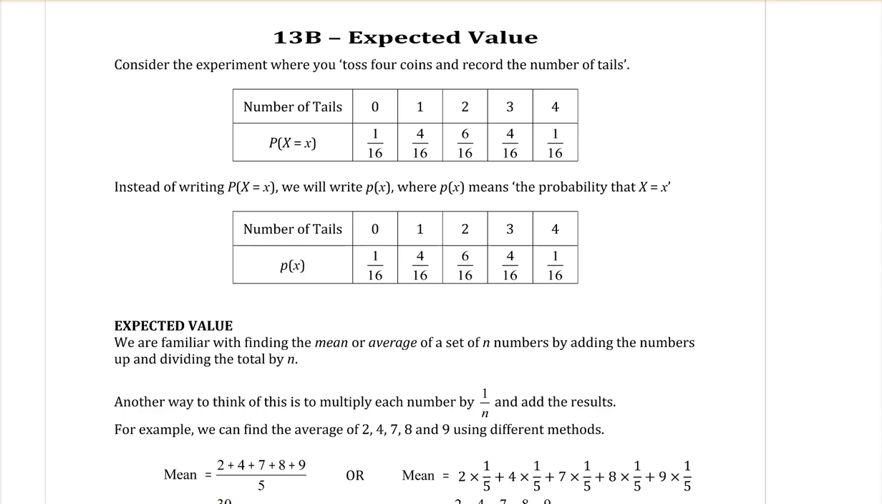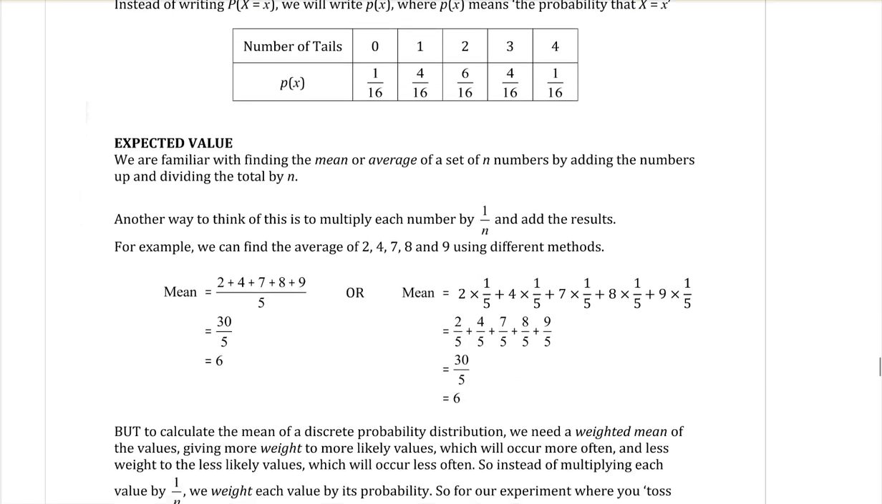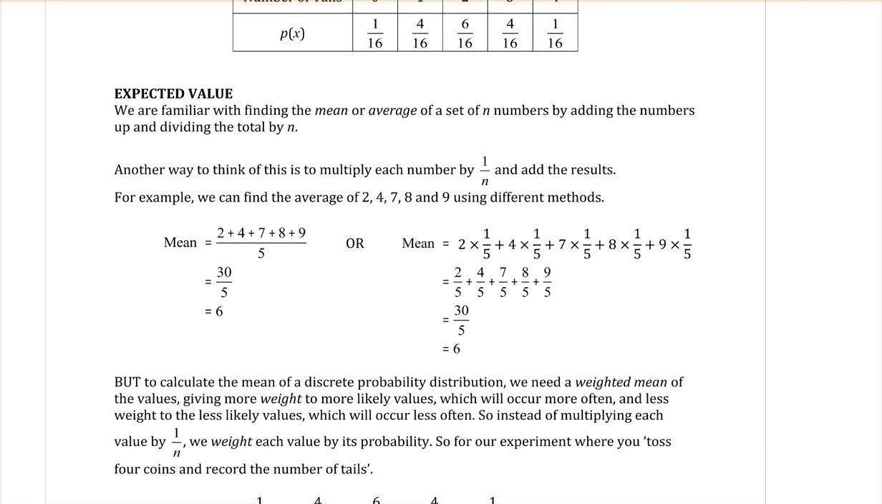Instead of writing probability of capital X equals little x, we will write P of X, which means the probability. It's more of the notation we're used to anyway. So probability of X for that bottom number. Instead of writing this, we're just going to write that. The reason we're wanting to do this is we're trying to find, in this exercise, the expected value.